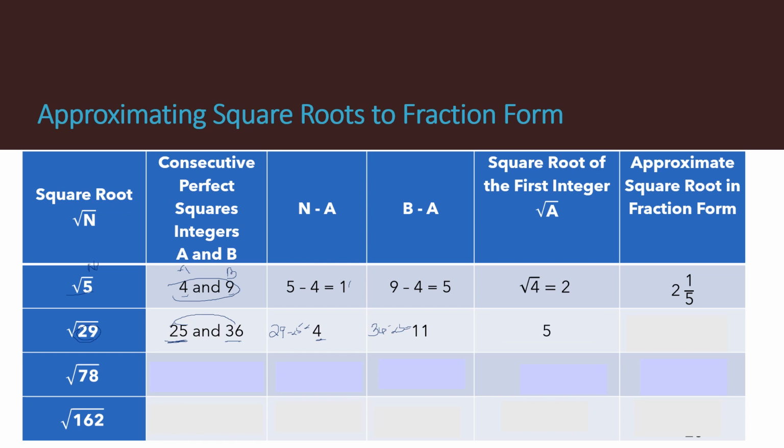Now the square root of 25 is 5. So this is our whole number. So writing them as a fraction, we have 5 and 4 over 11.